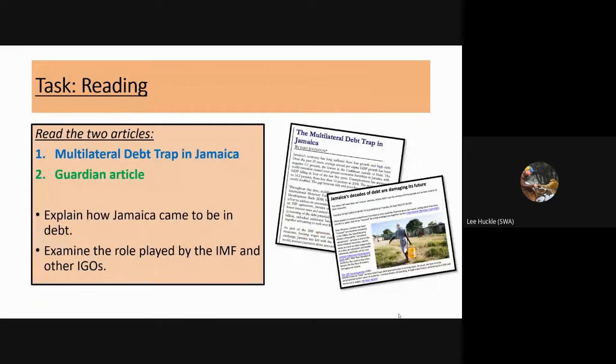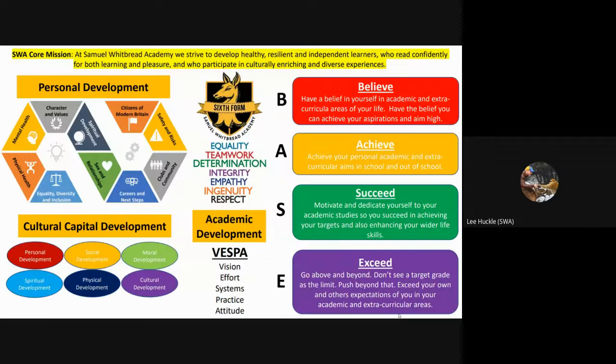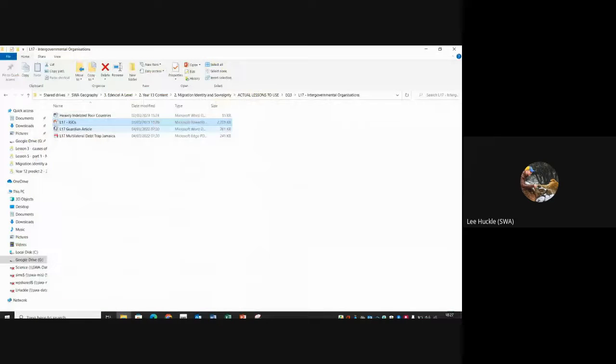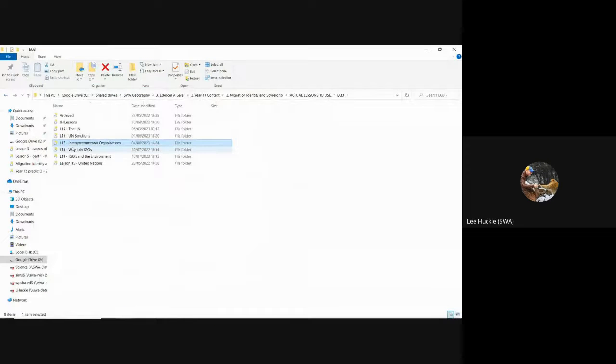And then that led into some reading, a bit more depth on the multilateral debt trap in Jamaica, and a Guardian article on Jamaica's decades of debt and how it damaged its future. Okay, so progress onwards in EQ3.